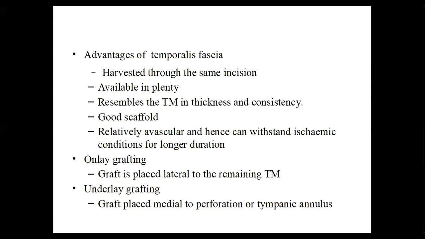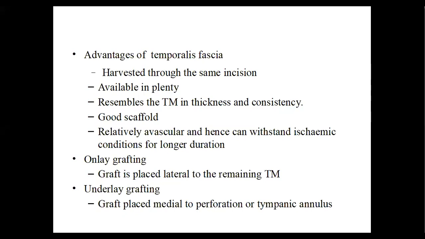So once you have harvested the fascia, then you have to place the graft, isn't it? So what are the various techniques? So there are onlay as well as underlay grafting methods. What do you mean by onlay grafting? The graft will be placed lateral to the remnant of the tympanic membrane. So the surgeon will lift off the epithelial layer of the tympanic membrane and the graft will be placed on the fibrous layer. So that's how the onlay grafting is done.